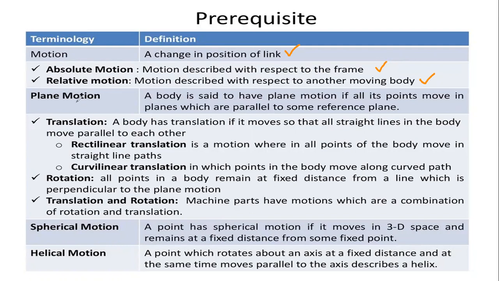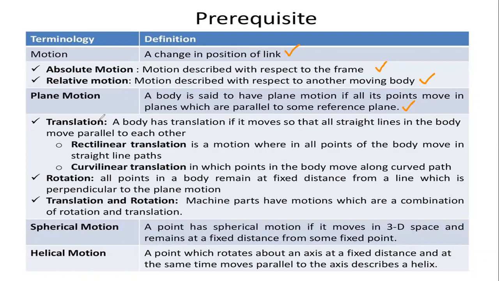And next one is the plane motion. A body is said to have a plane motion if all its points move in planes which are parallel to some reference plane. So that type of motion is called plane motion.